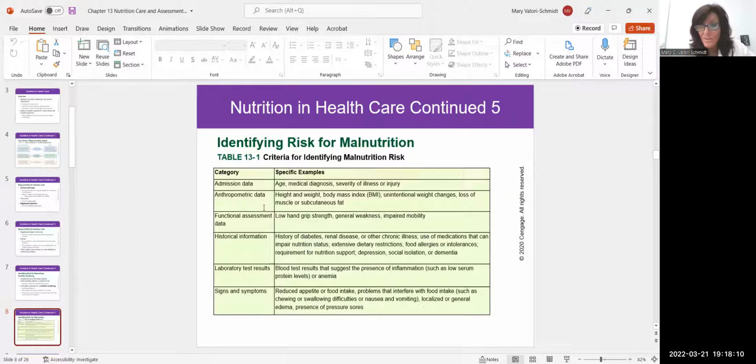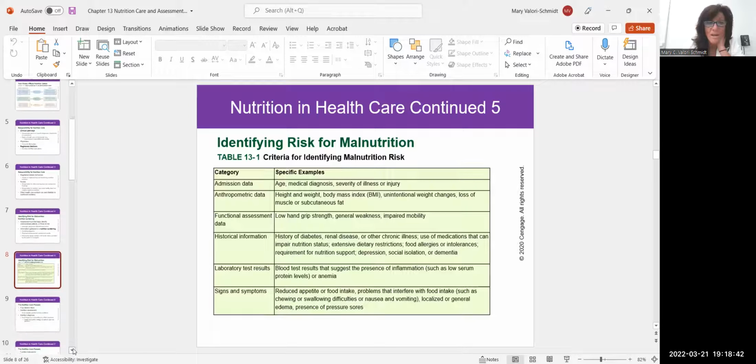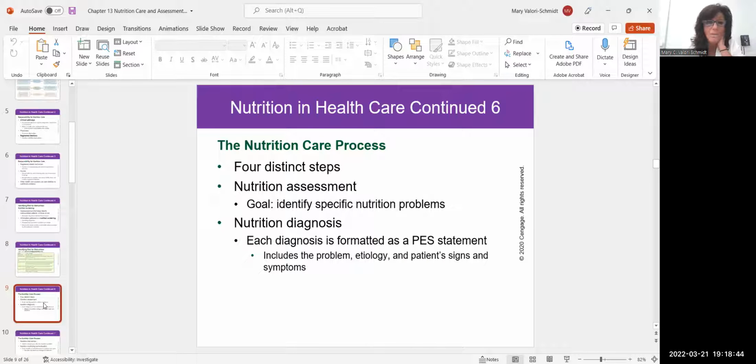And then we'll look at their history. Do they have diabetes, renal disease? What medications are they on? What food allergies do they have? Do they have dietary restrictions? Are they isolated? Do they eat alone all the time? Are they demented, confused? We look at blood tests. Like I said, we talked about that. And signs and symptoms: reduced appetite or food intake problems that interfere with food intake. It can be chewing, swallowing, so many different things can be a factor in why someone is malnourished. So we kind of have to try to work together to identify what the problem is.